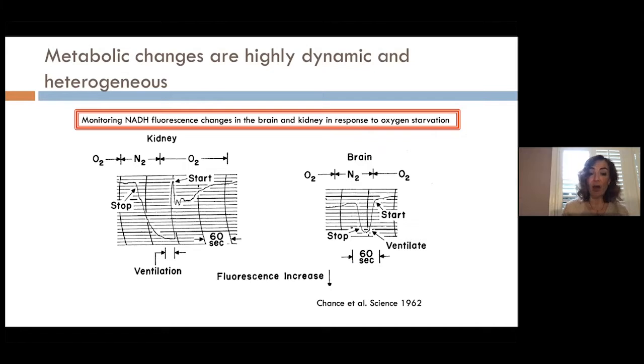We've known that NADH and FAD naturally fluoresce for over 50 years now, actually close to 60, 70 years, through seminal studies performed by Britton Chance, who is by many considered the father of biomedical optics. And he relied on these fluorescence changes to look at metabolism in the kidney and the brain.